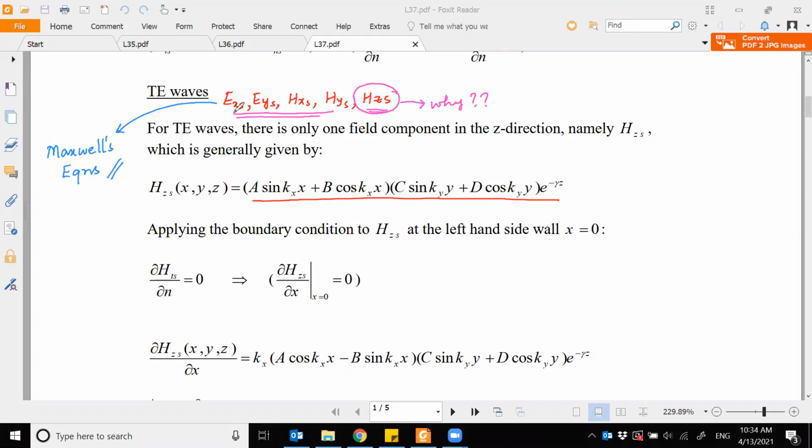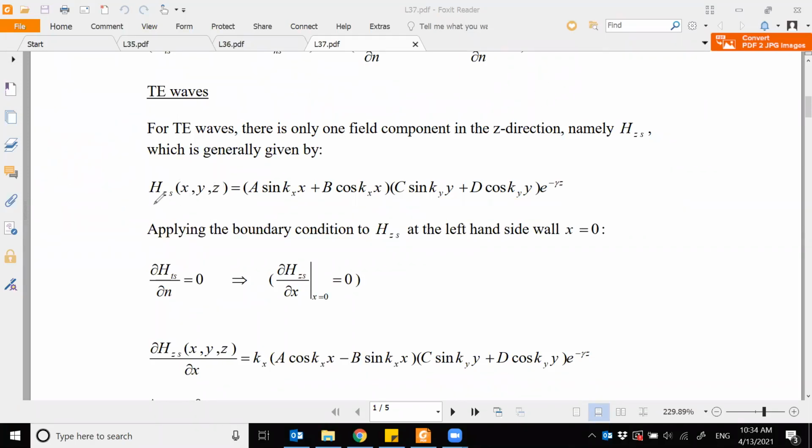Got it? So I don't need to take a general expression and apply boundary conditions to get EXS, then do the same again for EYS. I don't need to do that. That is the advantage of first finding HZS. Once we find HZS, we can easily get the other field components from it by just applying Maxwell's equations. That's why we go for HZS.